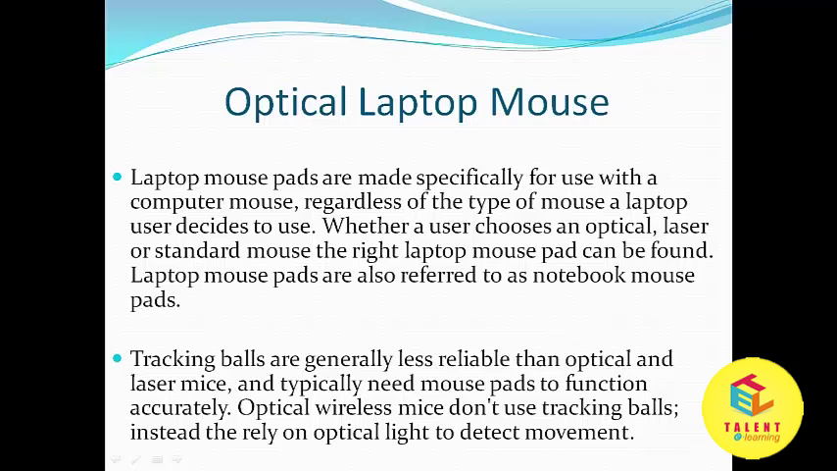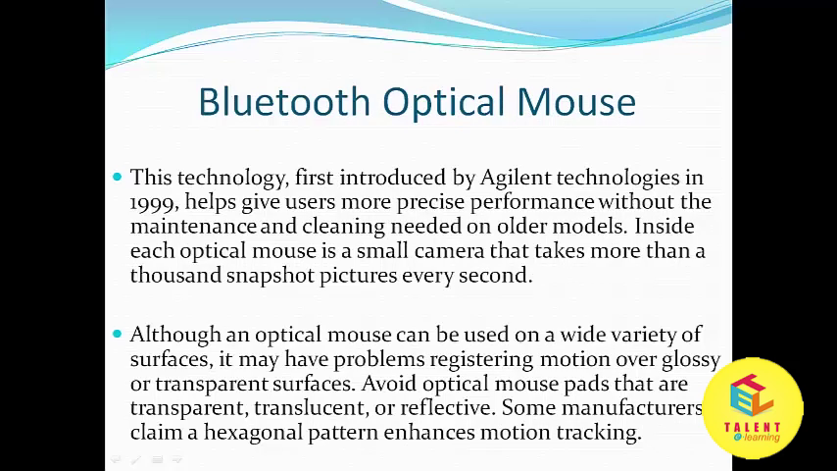Optical wireless mice don't use tracking balls. Instead, they rely on optical light to detect movement.